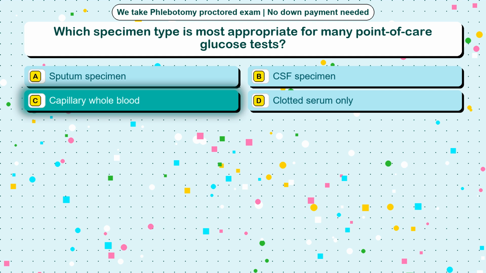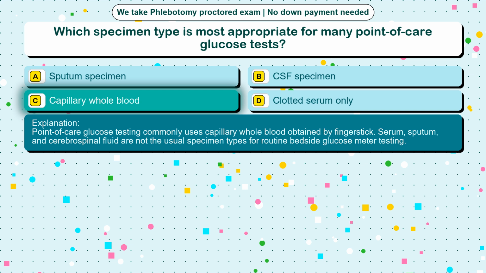Capillary whole blood. Point-of-care glucose testing commonly uses capillary whole blood obtained by fingerstick. Serum, sputum, and cerebrospinal fluid are not the usual specimen types for routine bedside glucose meter testing.